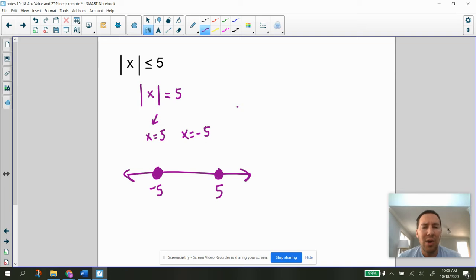And I don't know, do numbers in between work? How about 0? Is the absolute value of 0 less than 5? It sure is. How about something really big like 10? Is the absolute value of 10 less than or equal to 5? No, it is not. I don't squiggle. How about negative 10? No, that doesn't work either. So my answer is any number in between negative 5 and 5.